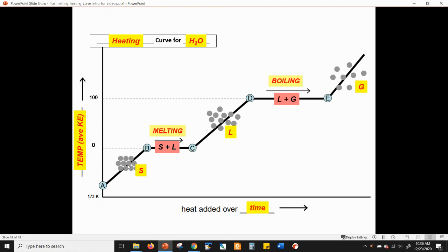The temperature can only rise when you have one phase, a solid, or one phase, a liquid, or one phase, a gas. When melting and boiling are happening, you can have two phases present, solid and liquid for melting, or liquid and gas for boiling.